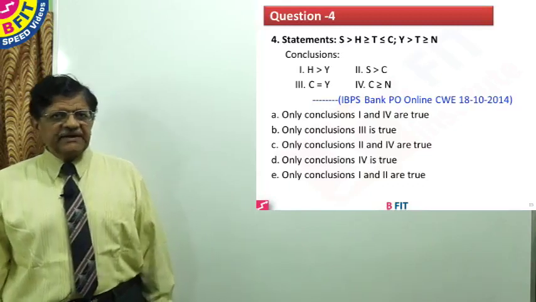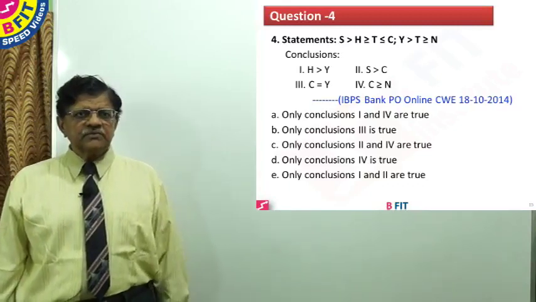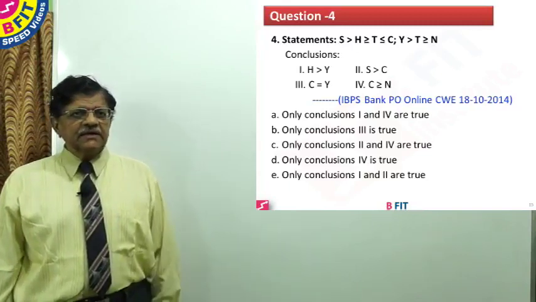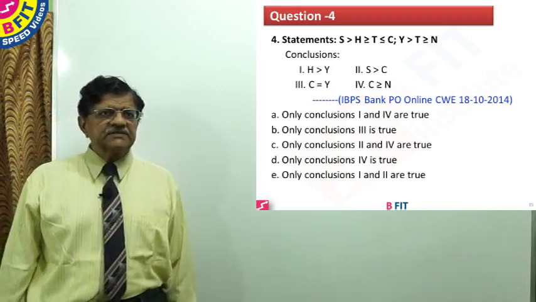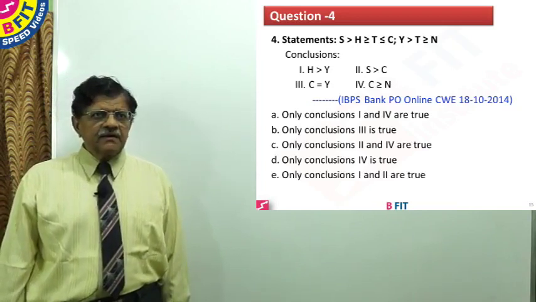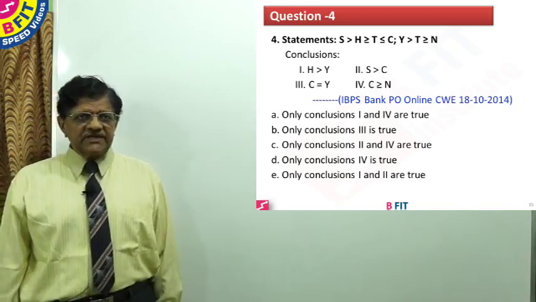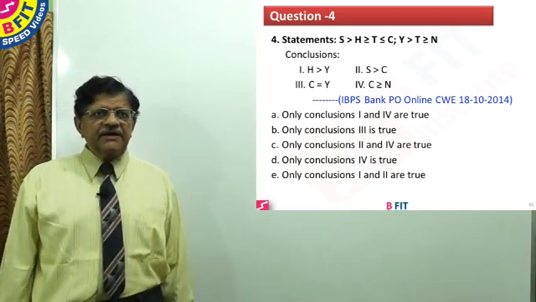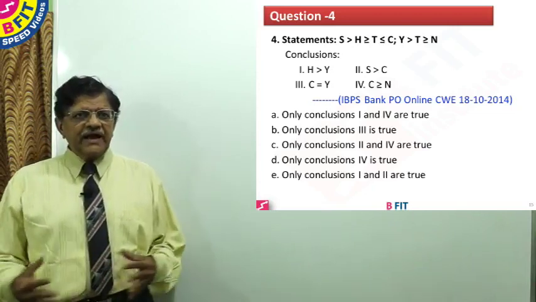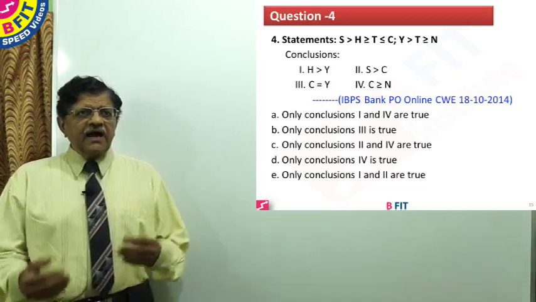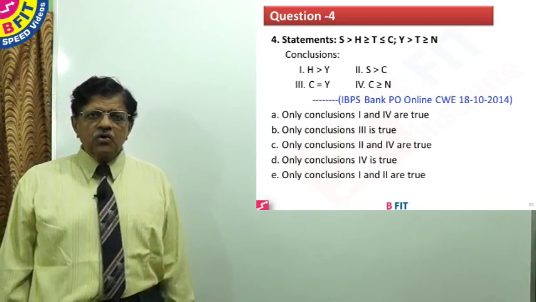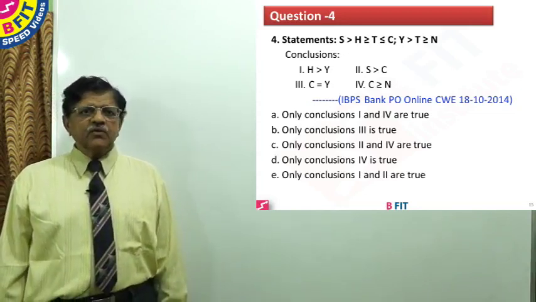This question has been taken from IBPS PO 2014 exam. In this question, there are two statements. S is greater than H, is greater than or equal to T, is less than or equal to C. That is the first statement. The second statement is Y is greater than T, is greater than N. Now we have to make a grid of these two statements and then verify the four conclusions that are given, whether the four conclusions are true or not. Let us see the working.